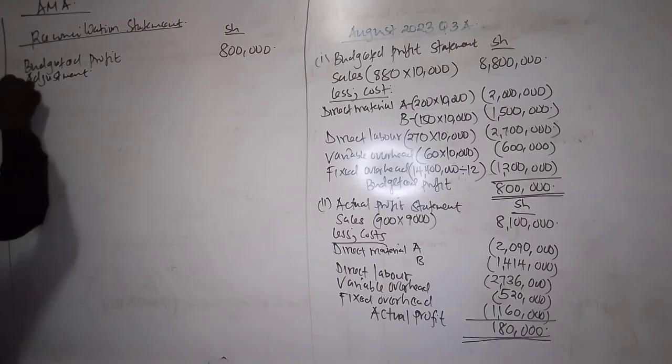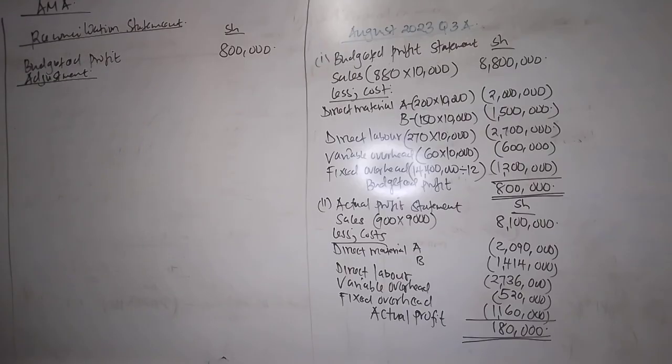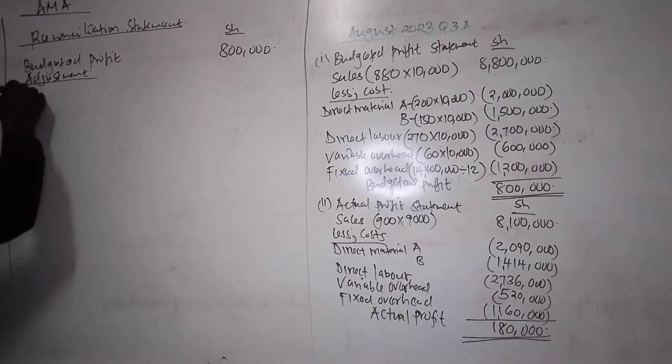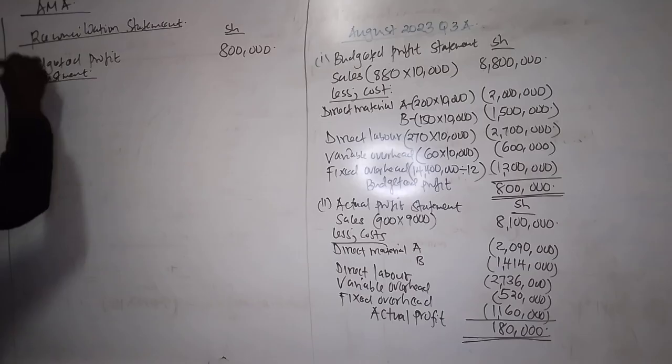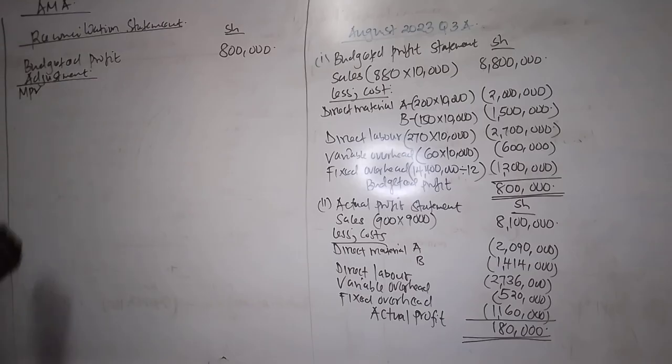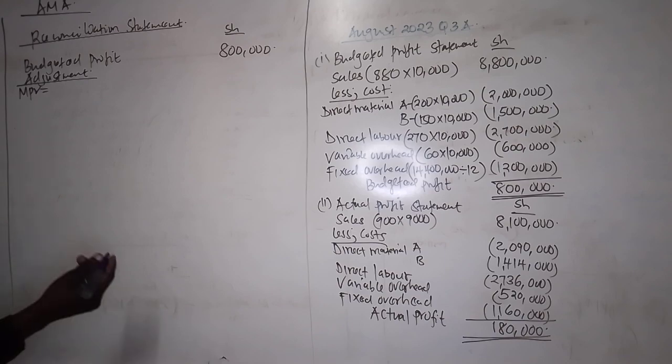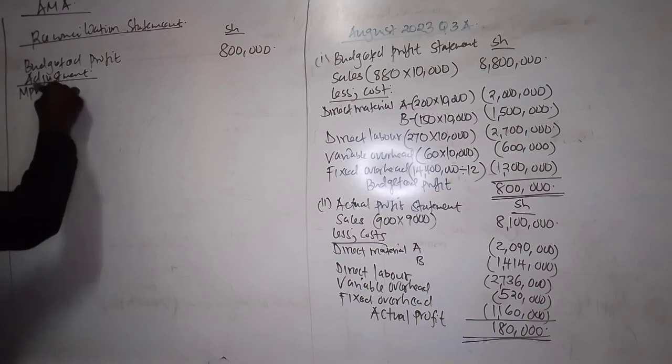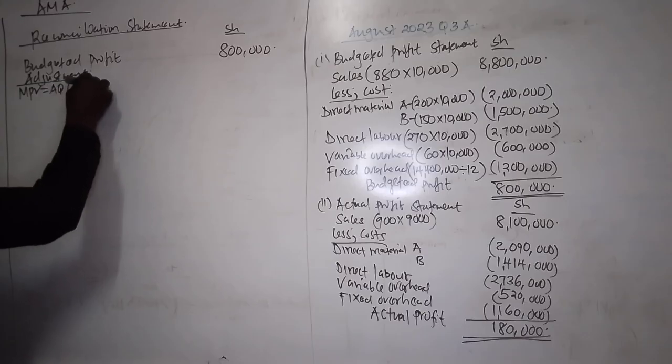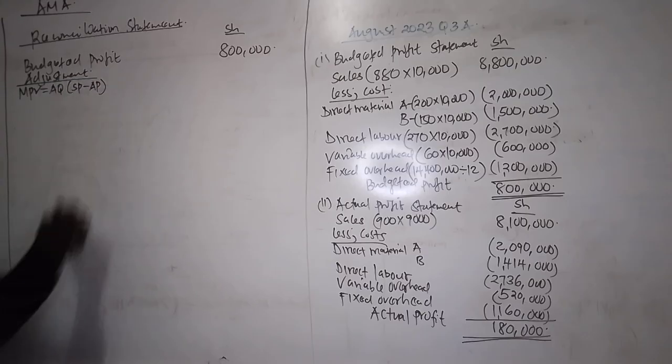We need our adjustment. So our adjustment, the first case, we have said we start with material variances. And under material variances, we will start with material price variance. How do we get the material price variance? The material price variance is given by the actual quantity into the standard price minus actual price.